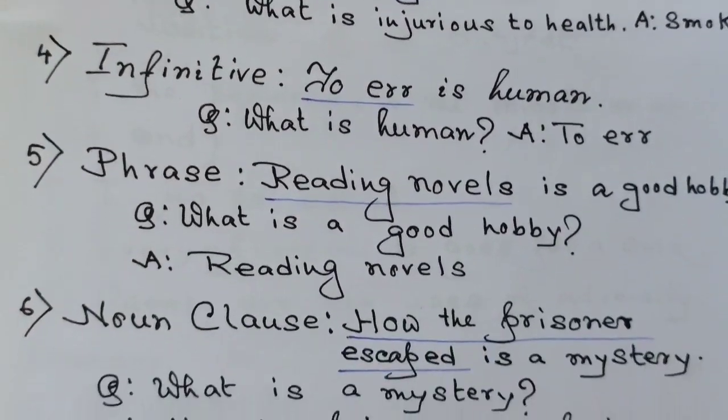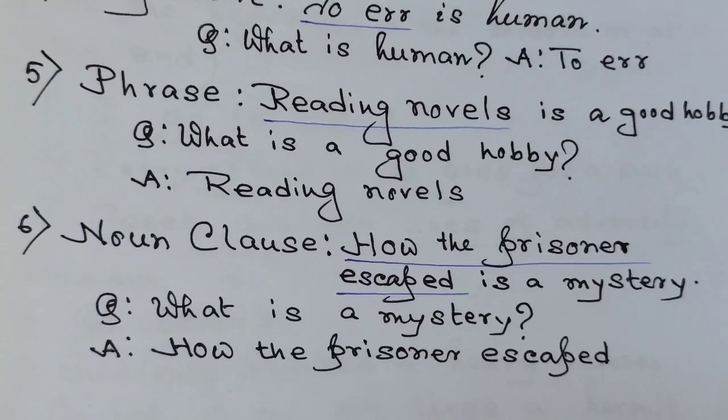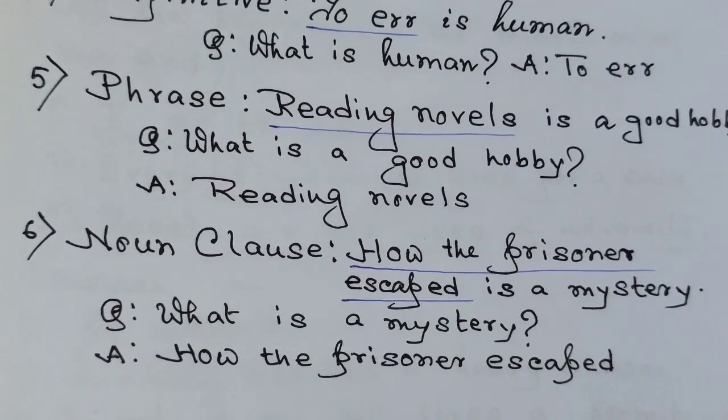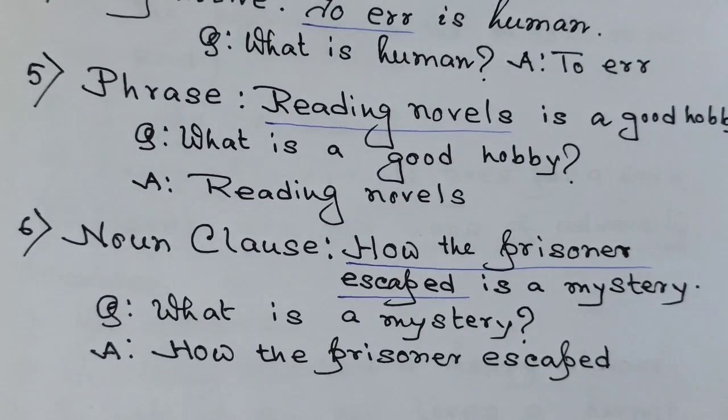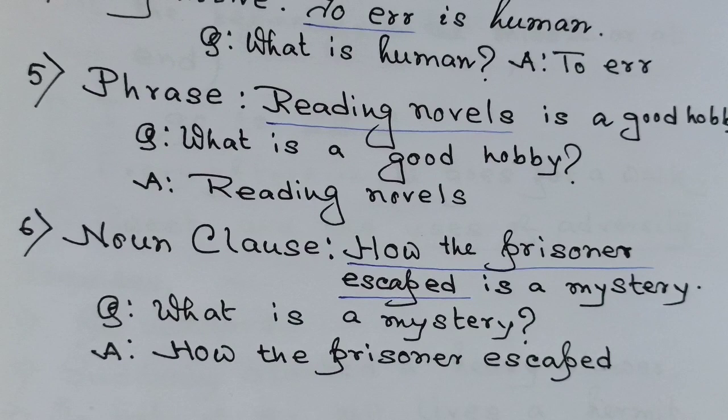The next one is that it's a noun clause that could be used as a subject. How the prisoner escaped is a mystery. Now, what's a mystery? The mystery is how the prisoner escaped. This is the answer to the question. So how the prisoner escaped, this whole clause is the answer to the question, and that is why this whole clause has been used as the subject here.